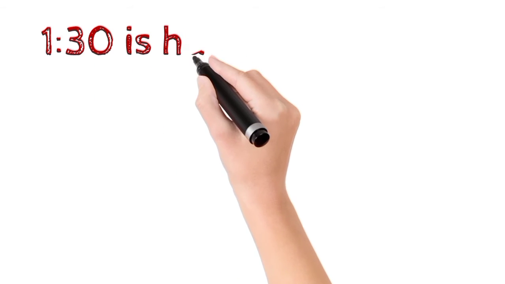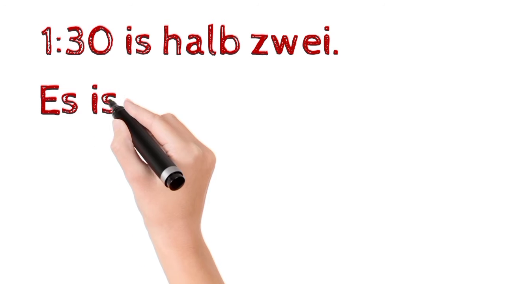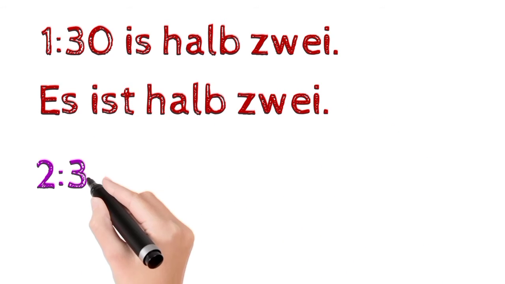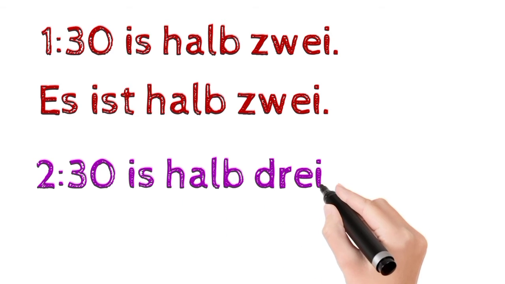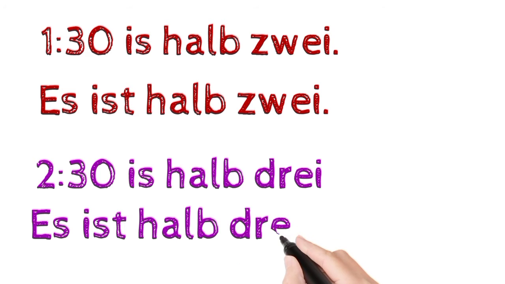1:30 is halb zwei. Halb zwei. Es ist halb zwei. Zwei means 2. 2:30 is halb drei. Halb drei. Es ist halb drei. Drei means 3.